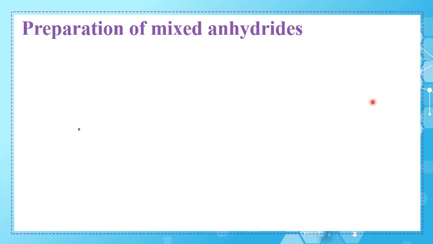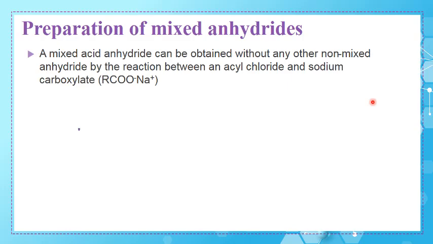Now, what is the practical method used to prepare a mixed acid anhydride? It is the following. A mixed acid anhydride can be obtained without any other non-mixed anhydride, just alone, by the reaction between an acyl chloride and sodium carboxylate, which is a salt having RCOO- and Na+. This is called sodium carboxylate.